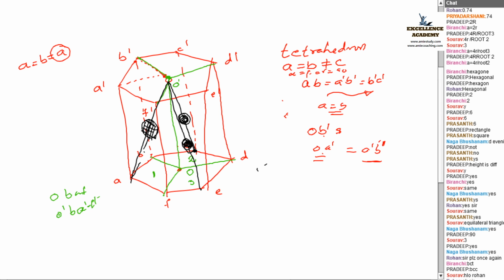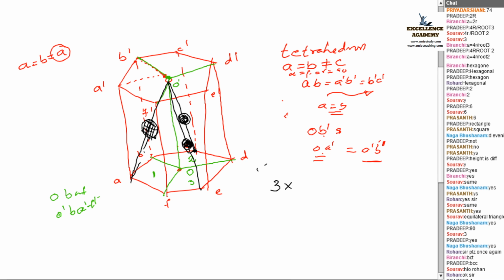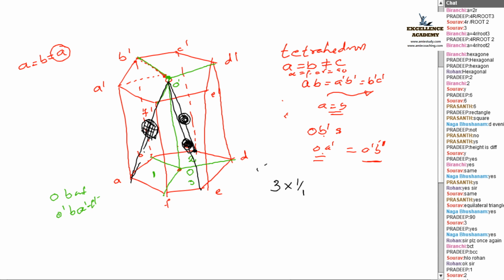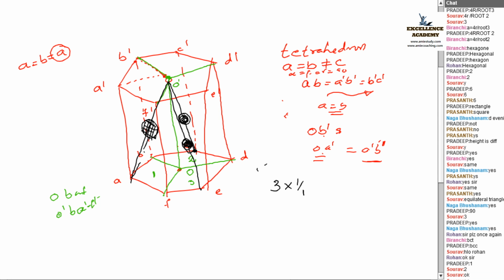The body center, there exists how many number of atoms? 3 atoms are there. And shared by how many unit cells? Shared by how many unit cells? Only one unit cell. Saurav, only one hexagonal unit cell. Isn't it? Can this be shared by any other hexagonal unit cell? No, it can't be shared by any other unit cell, right? Okay, so that is one set.